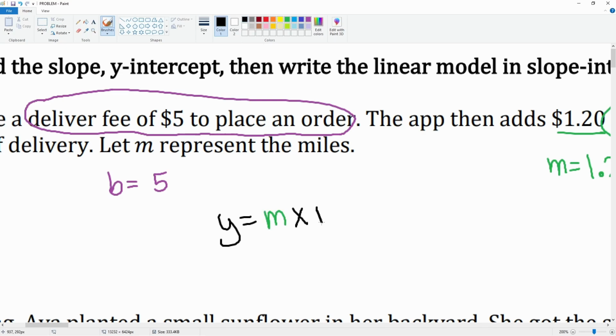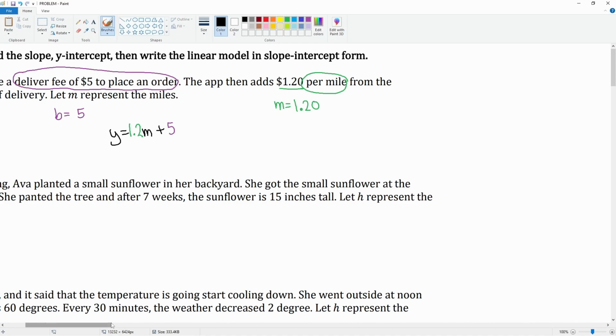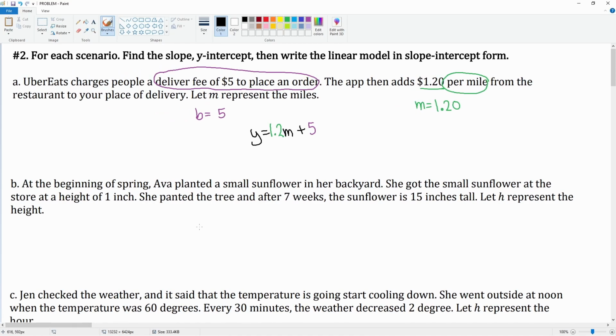mx plus b. And I'm going to copy this equation because I'm going to be using it later. And we know that the slope is 1.2. The y-intercept is 5. And then we are going to use the letter m to represent miles. So y is equal to 1.2m plus 5. That is the equation that represents the delivery for Uber Eats.